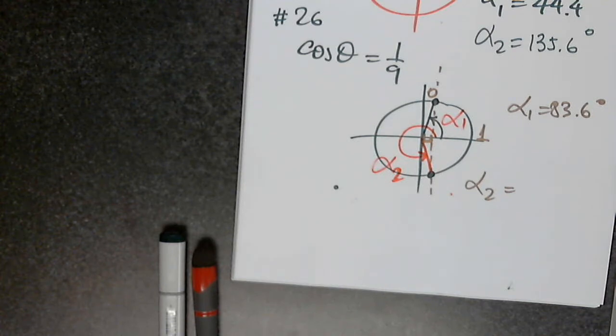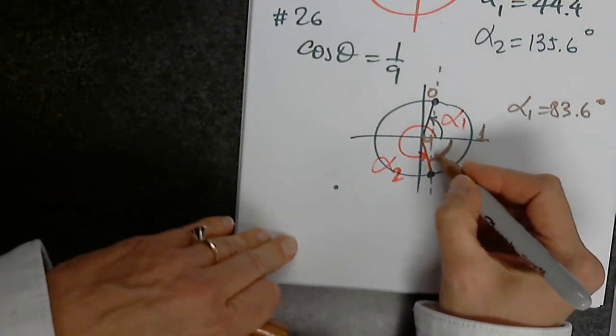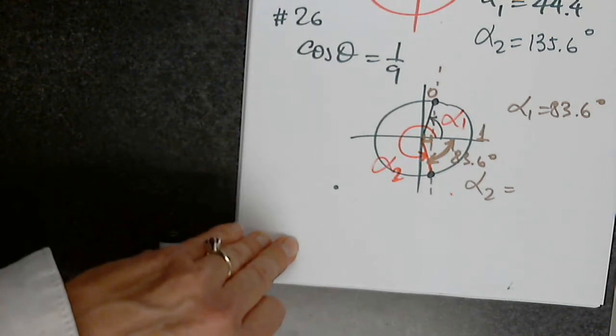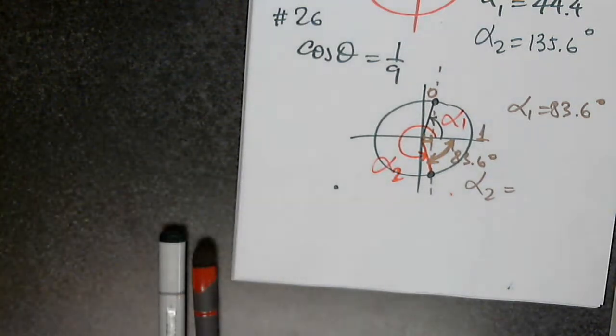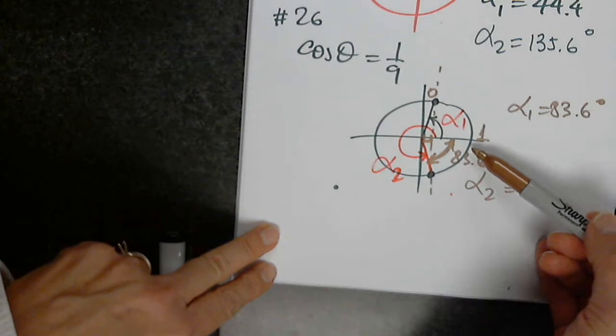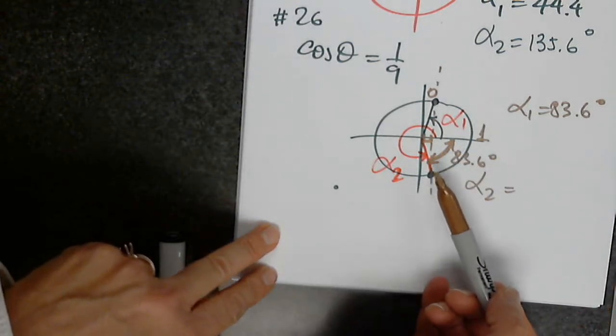What is the reference angle for alpha 2? It must be the same angle, otherwise they will not have the same cosine. It must be 83.6. So this piece here must be 83.6 degrees, no question. Would be negative? Reference angle is always positive. Yeah. Reference angle is always positive. So what is alpha 2 then? From 360, you subtract 83.6. That's why I asked about the reference angle.